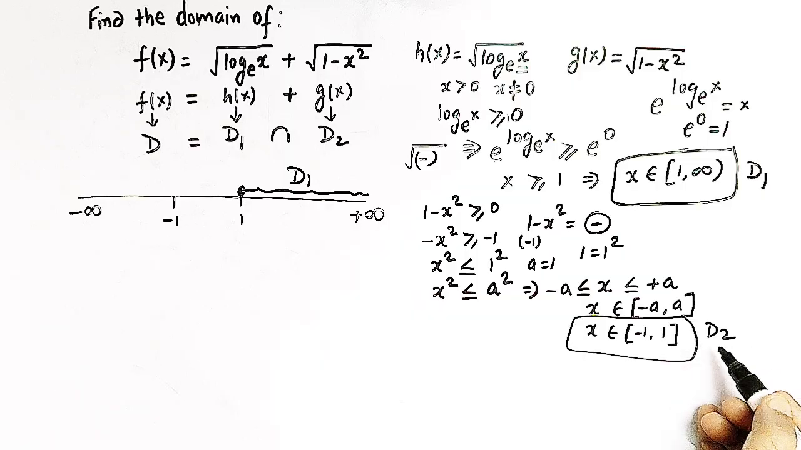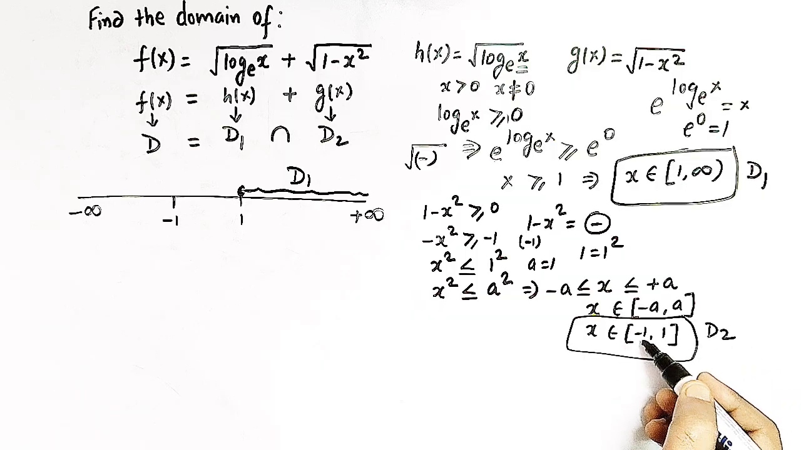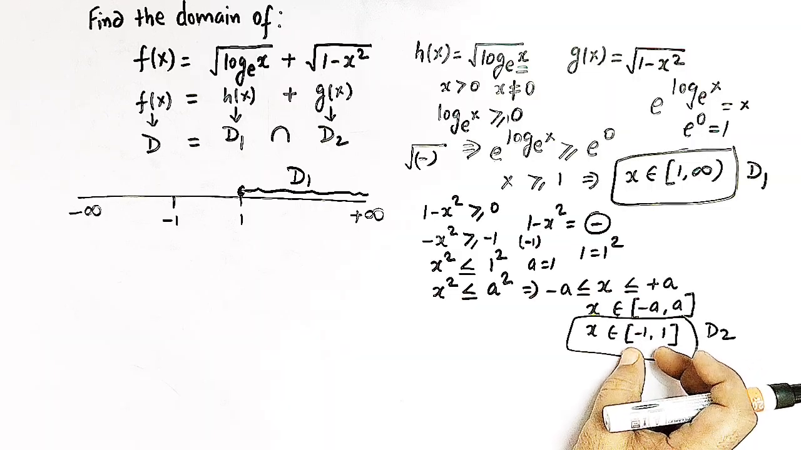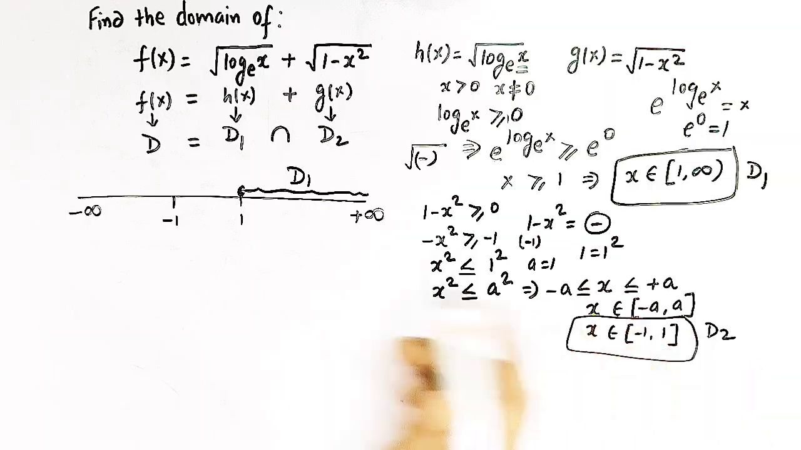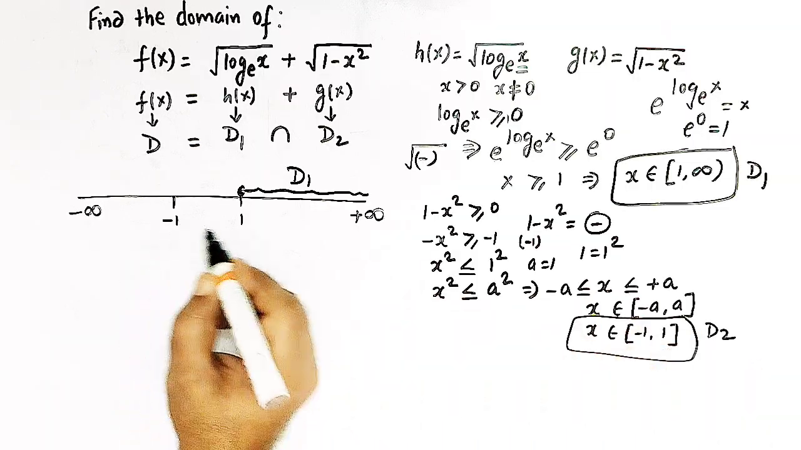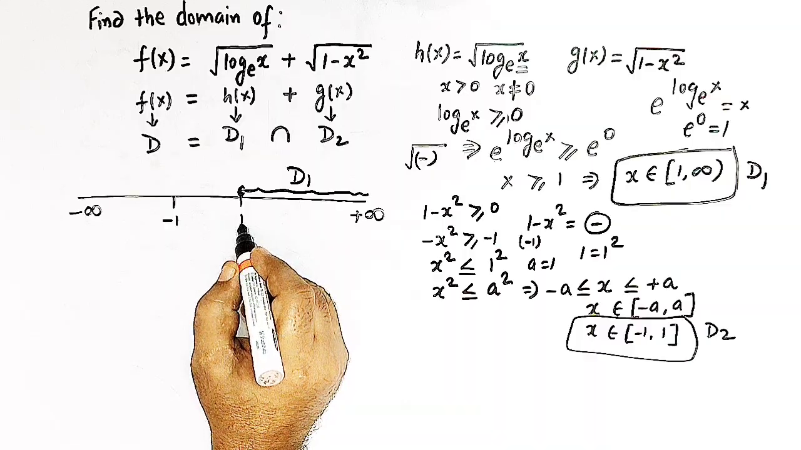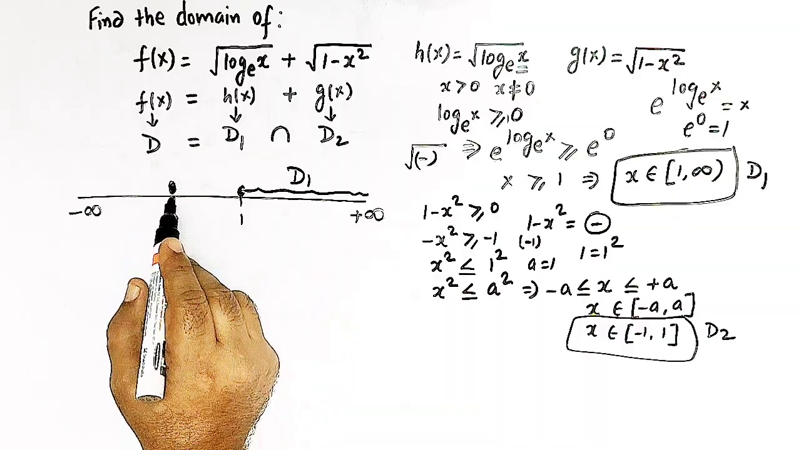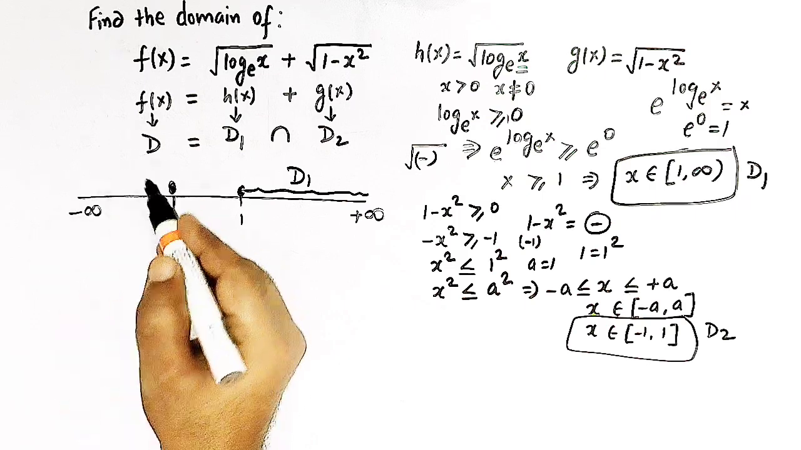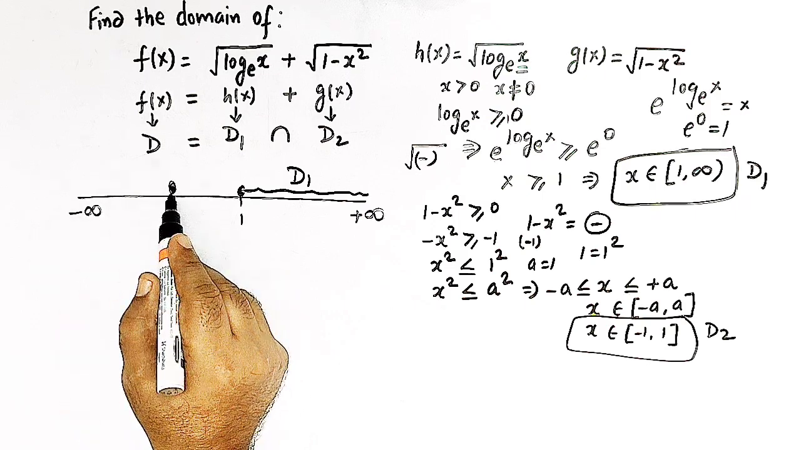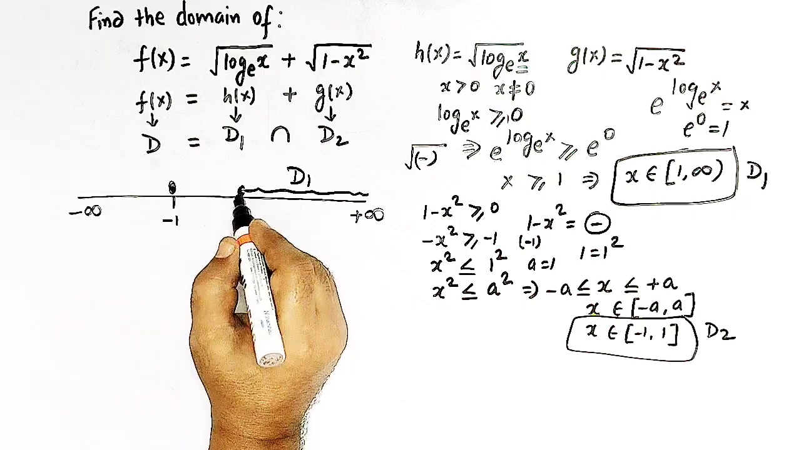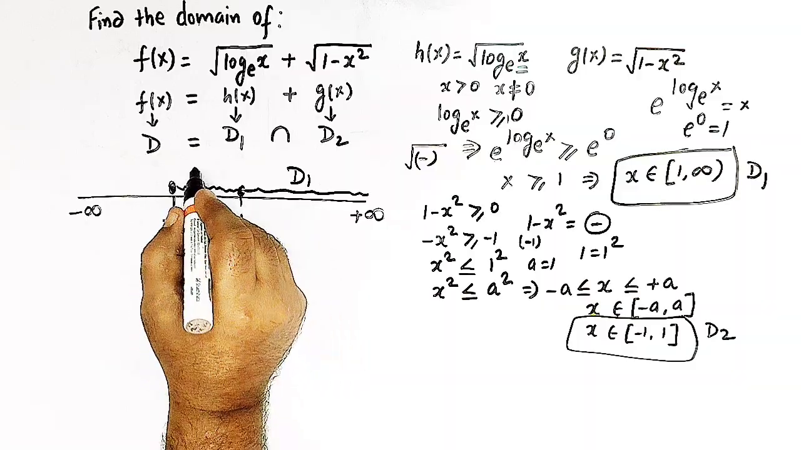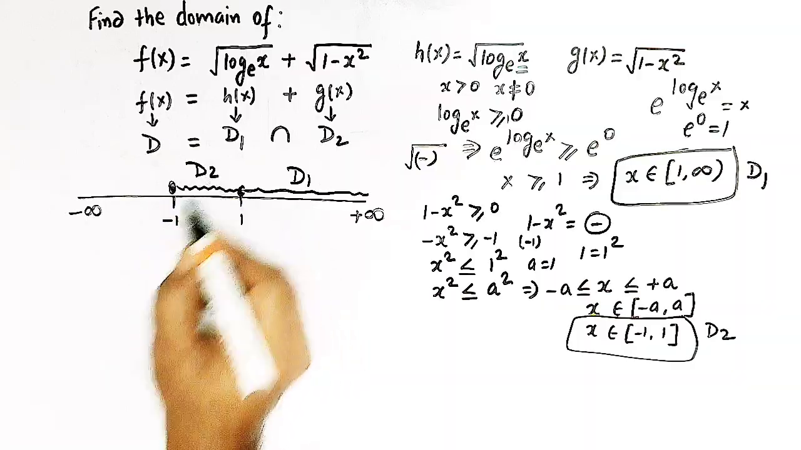And in d2 we have the interval from minus 1 to 1 where both the endpoints are also included. So here we have minus 1 and here we have 1. Here we have the dark circle, which indicates that minus 1 is also included, and here we have 1. So we have this region, that is d2.